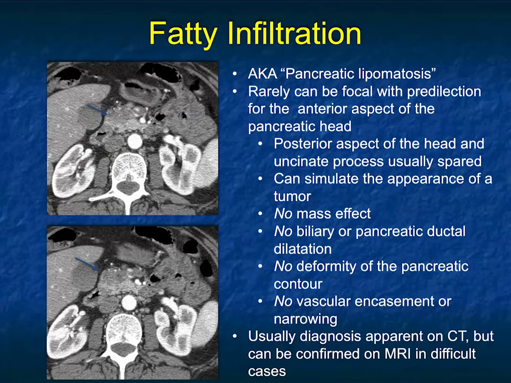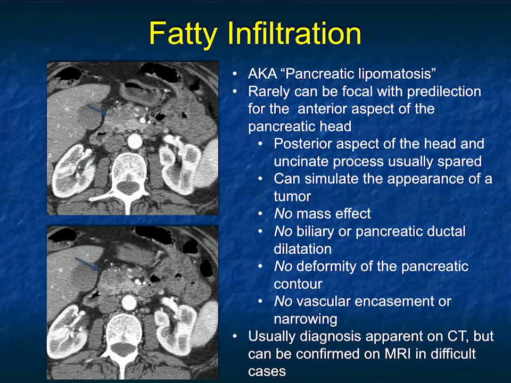Now, fatty infiltration of the pancreas is not uncommon, but more common in patients who are diabetic. It can be focal or it can be diffuse. You typically do not see duct dilatation. We like to think that posterior aspect of the head and uncinate are usually spared, but again, it can simulate a tumor. There's no mass effect and there's no duct dilatation. It's usually apparent on CT, but at times MR can even be more helpful if you're not certain.